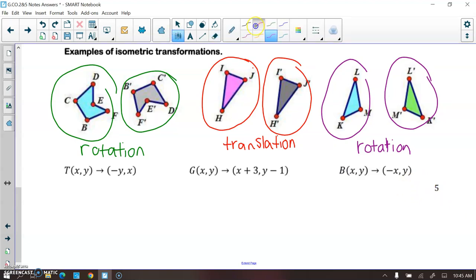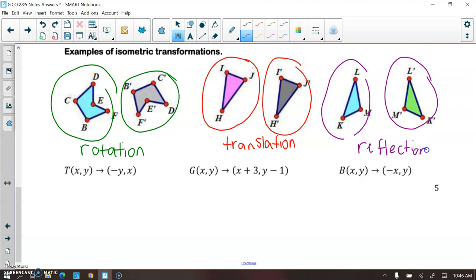And these are just examples of reflections, translations, and rotations. Now, we will learn more about the different types of rotations, or sorry, I wrote rotation here. This should be reflection. I apologize. I think I said reflection and then wrote rotation.